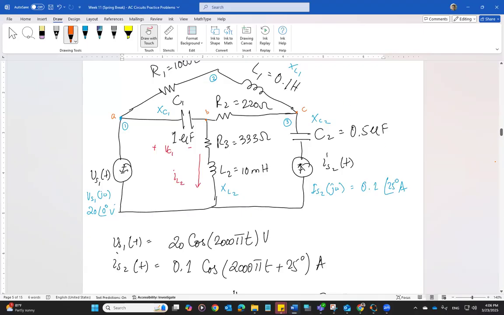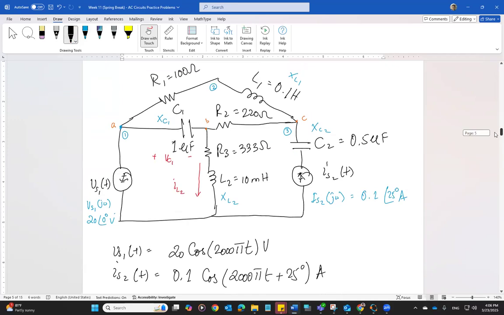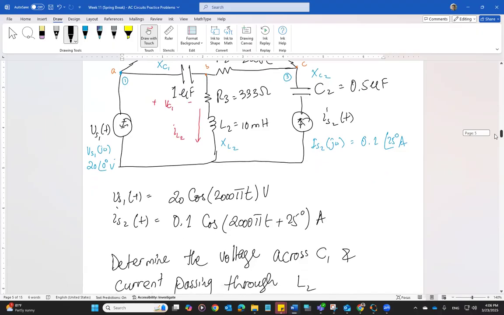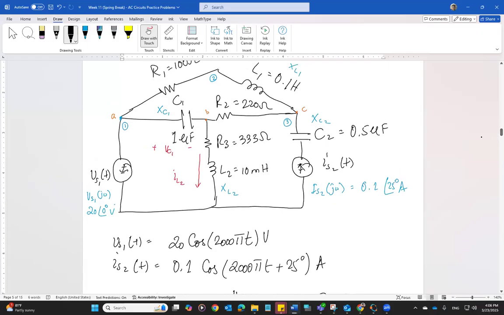Many of you are comfortable applying KVL and mesh analysis. Let's just go with that for this one, because we apply the nodal analysis in problem number 2. In each case, we are going to get two equations. And then we have to solve those equations to find either the mesh currents or the node voltages. Once we know those, we can easily find the required quantities, which are the capacitor voltage C1 and the inductor current IL2.